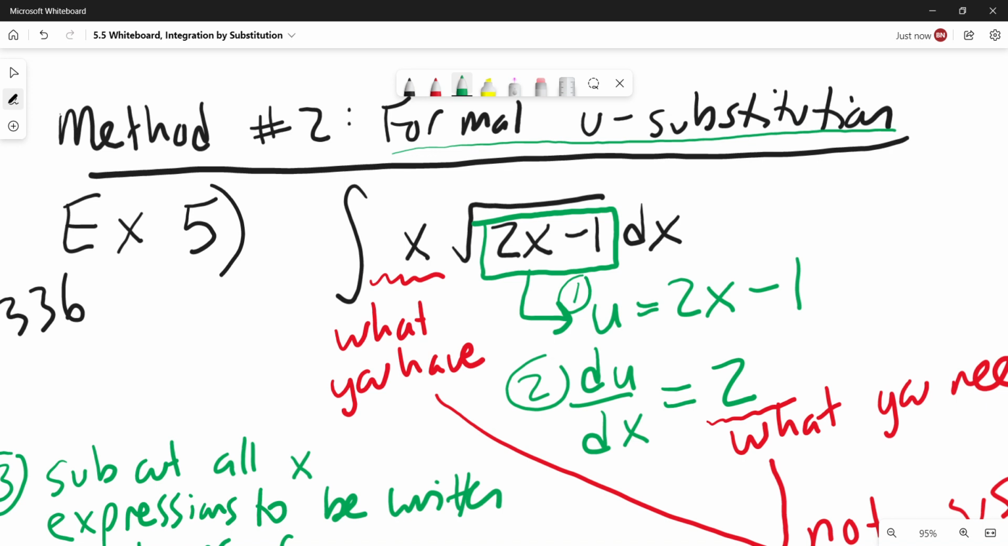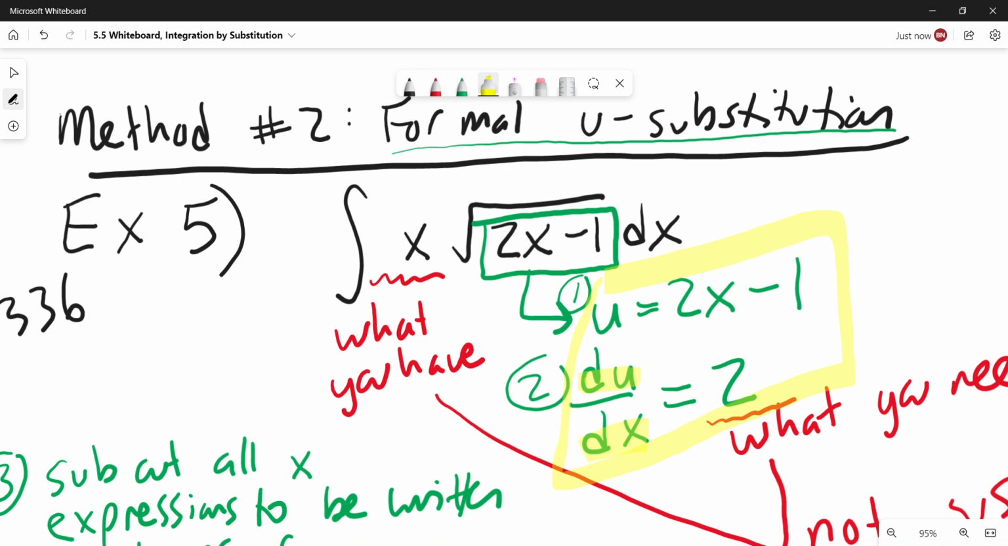Before, when we identified what we called a u, we said du dx, but that was just a tool to help us frame what we know to be our inside-outside function and then write the answer. This time, we're not joking around. We're literally going to substitute out anything that has an x to be written in terms of u. And how are we going to do that? This is our framework.